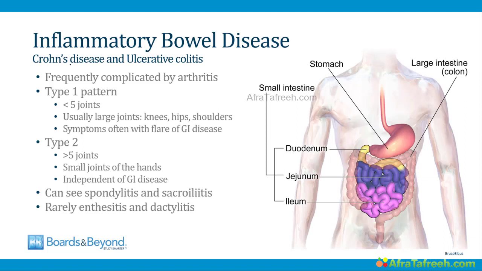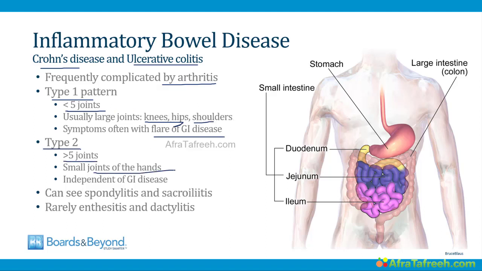So inflammatory bowel disease is a topic I discuss in detail in the GI section, but there are two subtypes, Crohn's disease and ulcerative colitis, and both of these conditions are often complicated by arthritis. The arthritis can occur in two patterns. In the so-called type 1 pattern, less than 5 joints are involved. Usually it's large joints like knees, hips, or shoulders, and the symptoms often come and go with flares of the GI disease. In the type 2 pattern, more than 5 joints are usually involved. It often involves the small joints of the hands, and this type of arthritis is often independent of GI disease. And then because this is a form of seronegative spondyloarthritis, you can sometimes see spondylitis or sacroiliitis, and then very rarely you can see enthesitis or dactylitis.